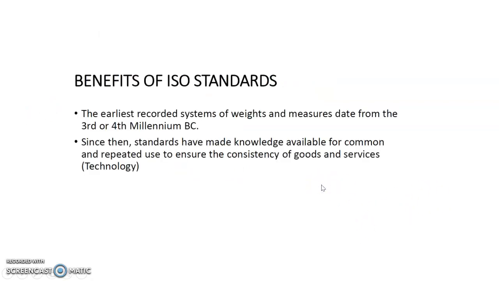The earliest recorded system of weights and measures dates right up to the 3rd or 4th millennium BC. Since then, standards have made this knowledge available for common and repeated use to ensure consistency of goods and services. The key thing is that when we exchange goods and services, we want to make sure that it is consistent. One unit of a particular good, when exchanged from one party to another, must be the same unit in the eyes of both parties, or the whole community.